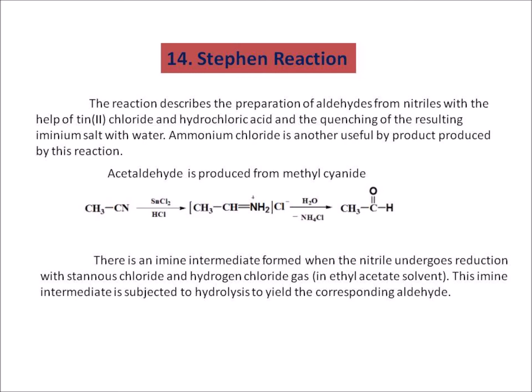Here, acetaldehyde is produced from methyl cyanide. So, methyl cyanide is a nitrile compound. There is an imine intermediate formed when the nitrile undergoes reduction with stannous chloride and hydrogen chloride gas, that is in ethyl acetate solvent. This imine intermediate is subjected to hydrolysis to yield the corresponding aldehyde.